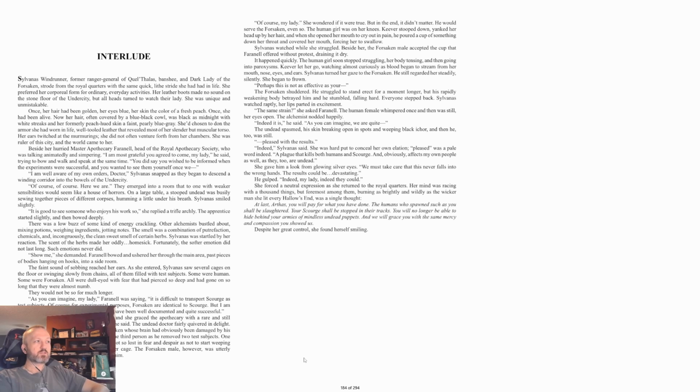Beside her hurried Master Apothecary Farinell, head of the Royal Apothecary Society, who was talking animatedly and simpering. "I am most grateful you agreed to come, my lady," she said, trying to bow and walk at the same time. "You did say you wished to be informed when the experiments were successful, and you wanted to see them yourself, once we—" "I am well aware of my own orders, Doctor," Sylvanas snapped as they began to descend a winding corridor into the bowels of the Undercity.